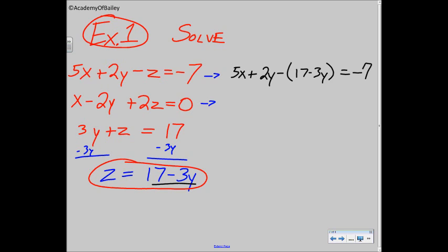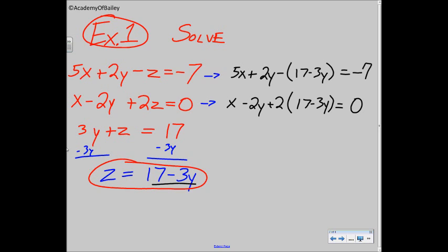And down here in the bottom, x minus 2y plus 2, and now this is z. What's z equal to? 17 minus 3y. That's all equal to 0. Okay. Right on. Now we just need to use some algebra skills and simplify those 2 equations. So let's go ahead and simplify those 2 equations.